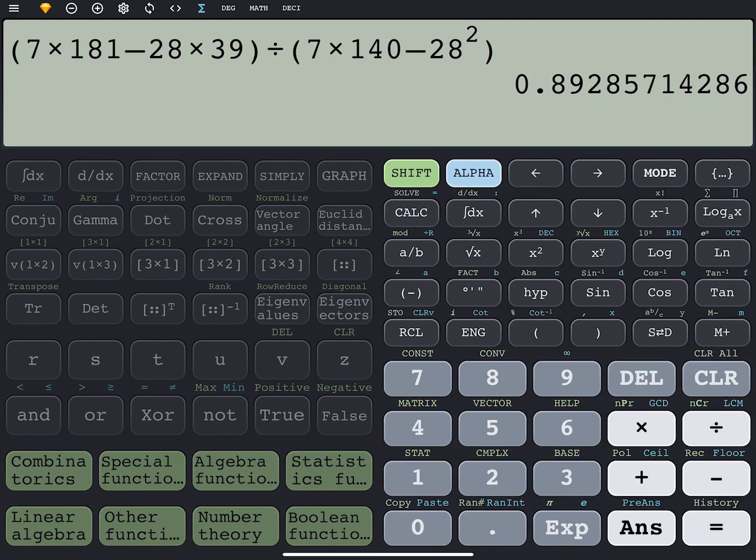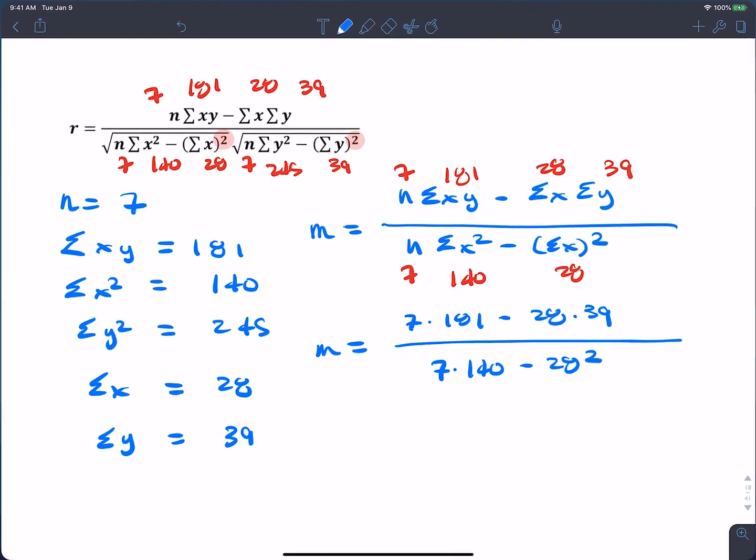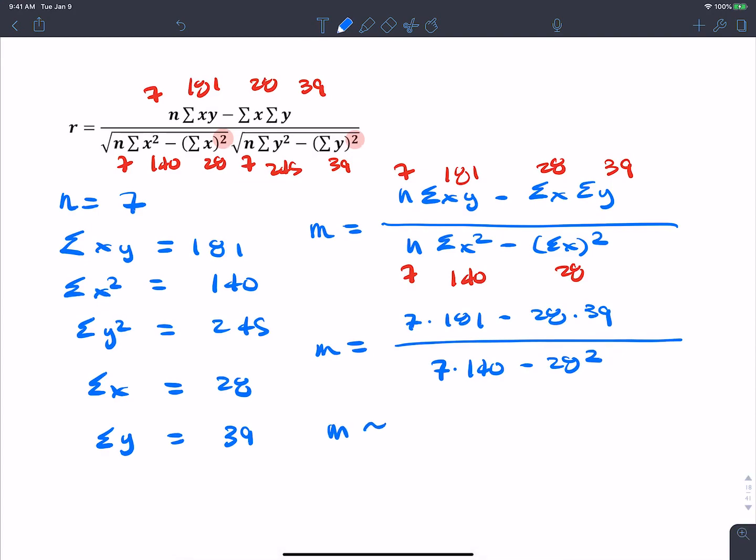So this is our slope. It's about 0.892, or is it 0.893? Good. Round to the nearest thousandths, that's 0.893. So here's going to be our slope, 0.893. Do you guys have that down there? 0.893. So m is approximately 0.893.